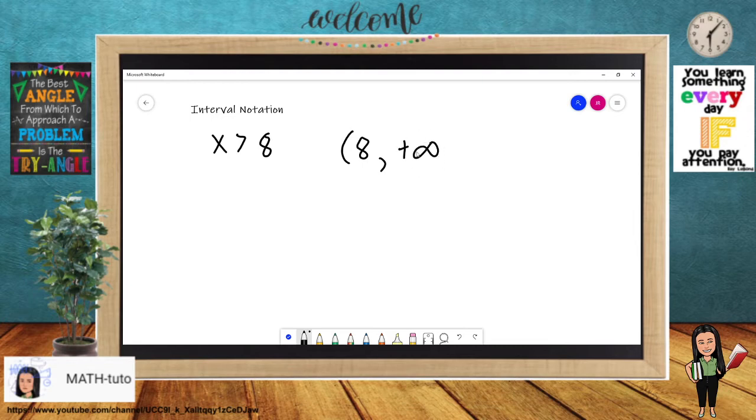Kapag infinity, parentheses ang ginagamit doon kasi hindi naman natin alam yung dulo ng infinity. Okay, we are just describing the behavior na positive infinity. So, continuous siya. Parentheses ang ginagamit pag infinity, hindi bracket.